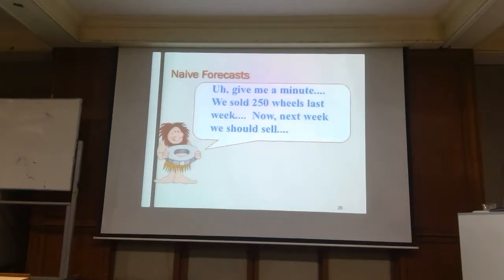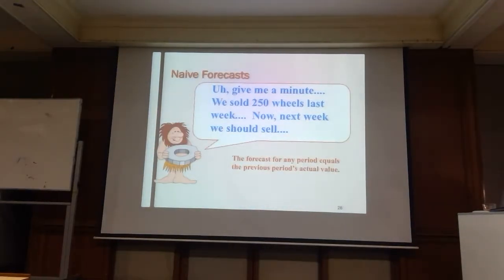The naive is quite simple, right? So for example, if we sold 250 wheels last week, then next week we should sell 250. If I said that yesterday I sold 200 units of the product, how about today? What do you think? You need to forecast 200 units, because the naive forecast comes from the concept that the forecasting value will be equal to the previous actual value.